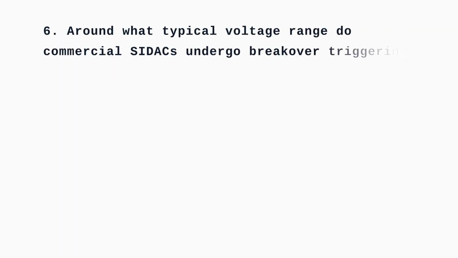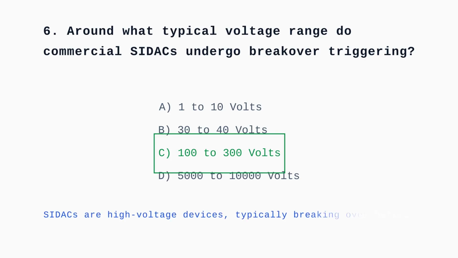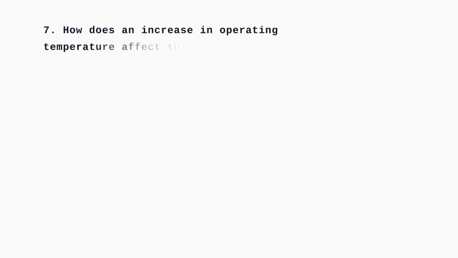Question 6. Around what typical baseline voltage range do commercial DIACs undergo breakover triggering? Unlike low-voltage DIACs which trigger around 30 volts, DIACs are designed for high-energy mains applications, typically breaking over between 100 and 300 volts.